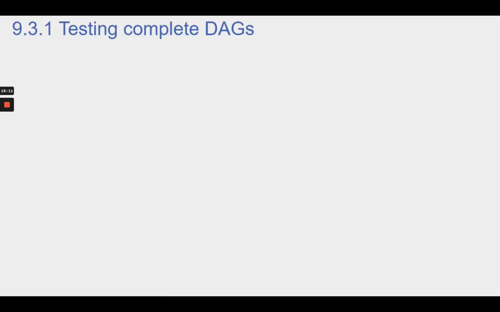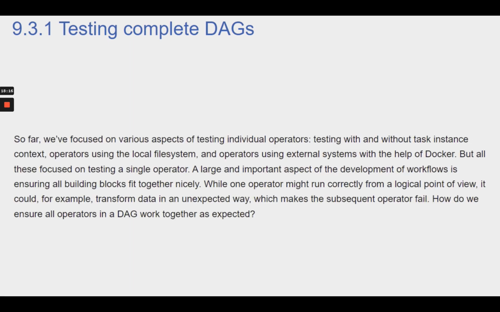Section 9.3.1. Testing complete DAGs. So far, we've focused on various aspects of testing individual operators, testing with and without task instance context, operators using the local file system, and operators using external systems with the help of Docker. But all these focused on testing a single operator.